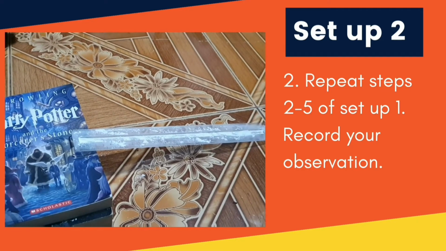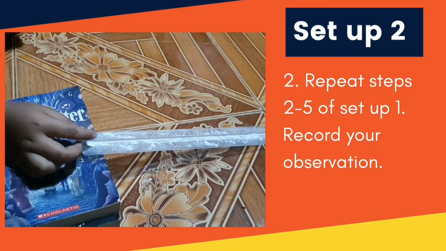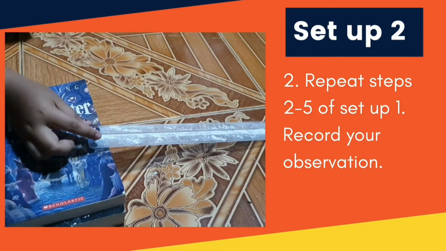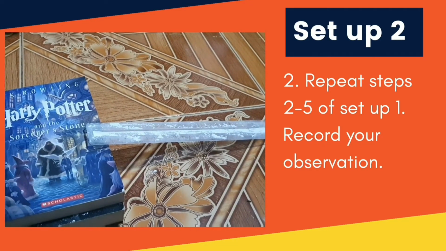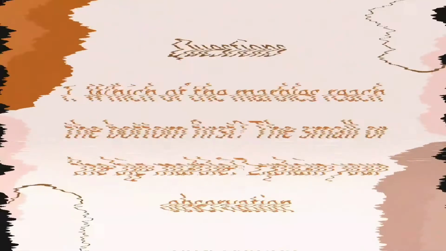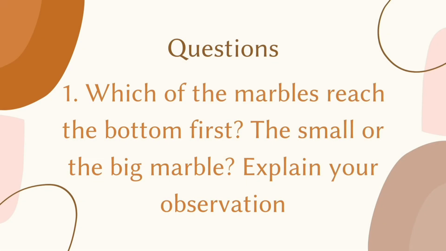Second, repeat steps 2 to 5 of setup 1, but now with powder on your ruler. Record your observation. Questions. 1. Which of the marbles reached the bottom first? The small or the big marble? Explain your observation.